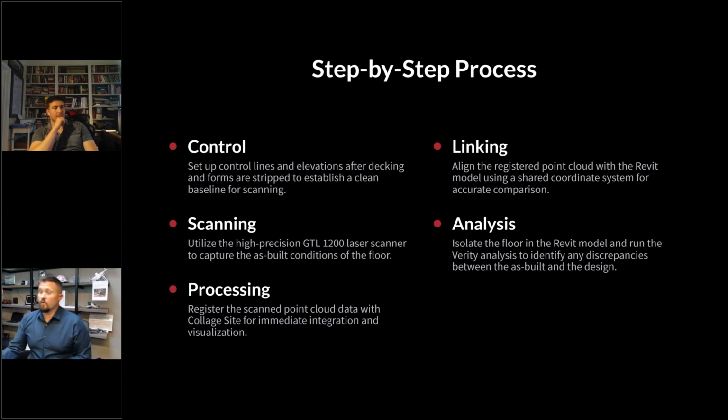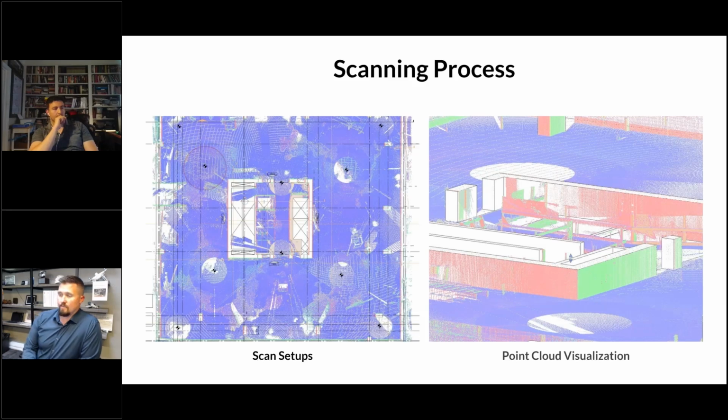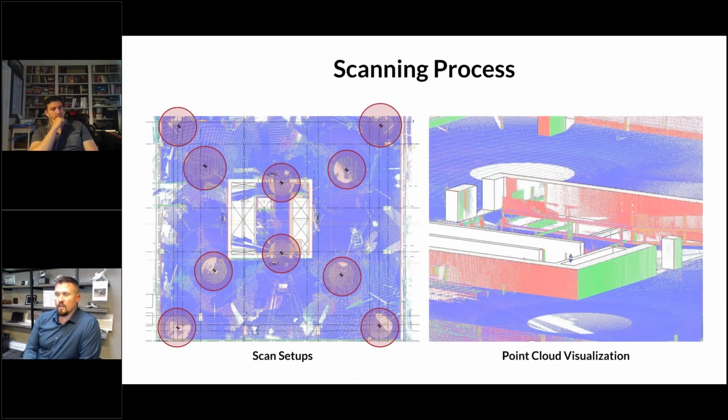We perform 10 scans for each floor. This process takes roughly 2.5 hours, so it's fairly fast considering how much information we're collecting. This is what we would get: 4 scans tied to control and the other 6 registered cloud to cloud.